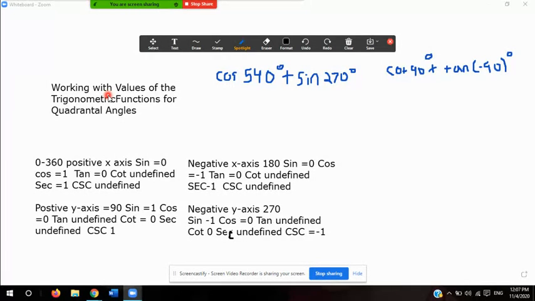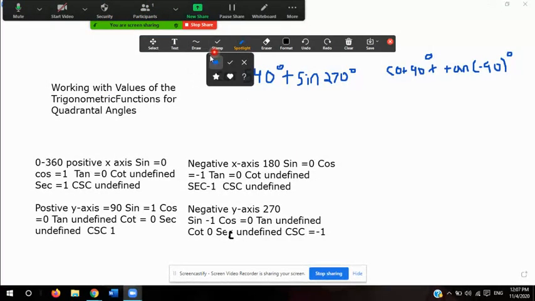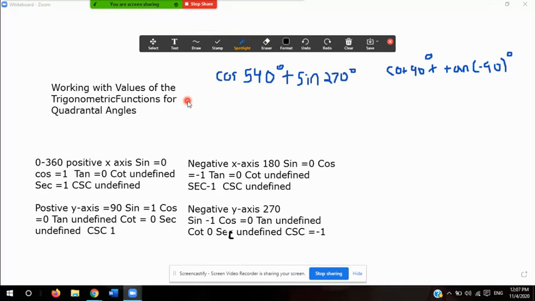Again, the topic for today, ladies and gentlemen, is trigonometric functions with quadrantal or four quadrant trigonometric values. Working with trigonometric values for quadrantal angles. And again, those quadrantal angles are the ones that lie on 0, 90, 180, and 270 respectively.